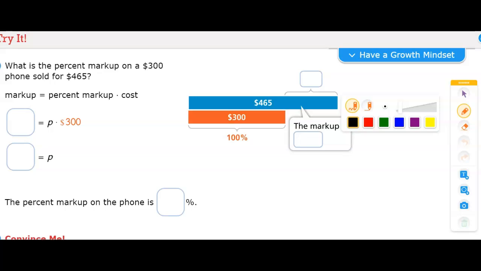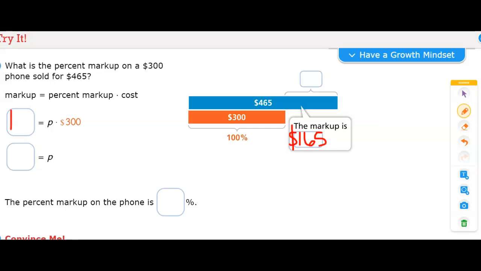So the difference between the original cost and the selling cost is $165, and the percentage is what we are going to solve for.